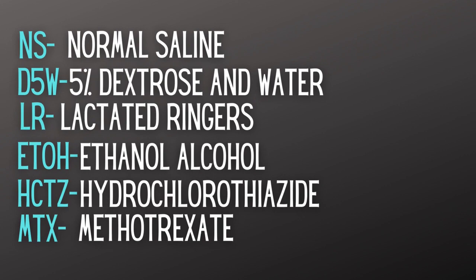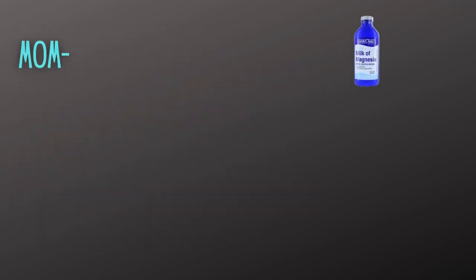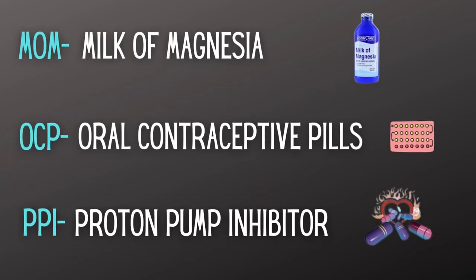D5W is dextrose 5% in water, meaning that there's 5% glucose contained in this solution. LR is lactated ringers, which is also an IV solution. ETOH is ethyl alcohol. HCTZ is hydrochlorothiazide. MTX is methotrexate. MOM is milk of magnesia. OCP are oral contraceptive pills. PPI is a proton pump inhibitor.